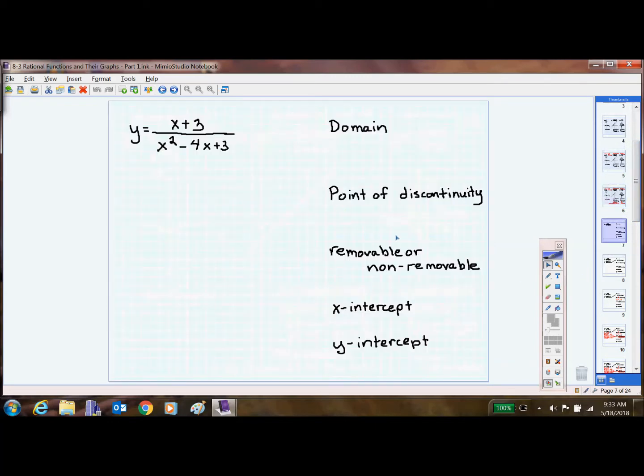All right, so sometimes you have to do a little bit of work before you can actually begin to even figure these things out. So for example, on here, it's kind of hard to tell any of these things unless you factor this. So let's get back to the factoring idea. Okay, we want to factor this denominator out so we can tell some things.